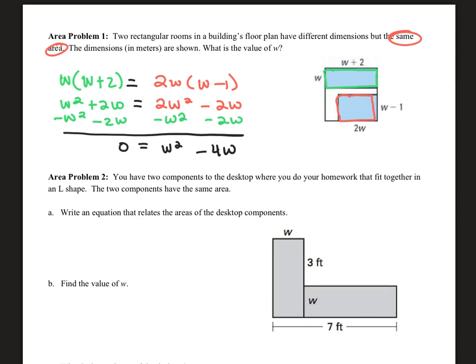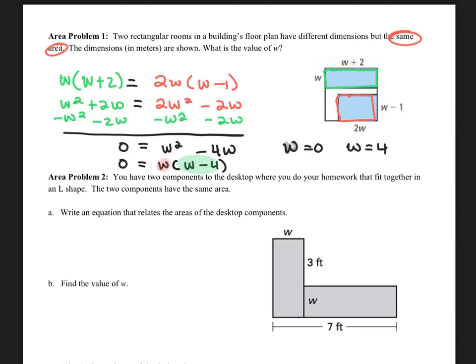And if you wanted to write it w squared minus 4w equals 0, that'd be totally fine. And so now that it equals 0, I'm ready to factor. So I'm going to find the GCF of w squared and 4w, which is just w. And so then that factors into 0 equals w times w minus 4. And so now I've got my two quantities, red and green. And so I'm going to solve those. And so that means that my two roots are w equals 0 and w equals 4.